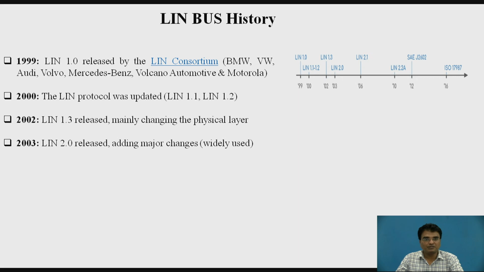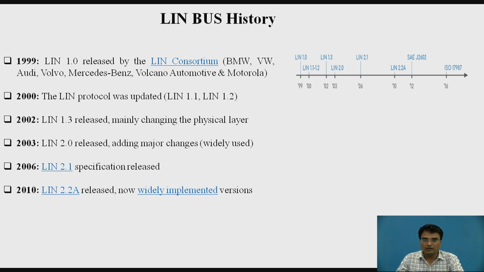Figure shows LIN bus history. In 1999, LIN 1.0 was released by the LIN consortium, that is BMW, VW, Audi, Volvo, Mercedes-Benz, Volcano Automotive and Motorola, who used LIN protocols. In the next year, 2000, the LIN protocol was updated to LIN 1.1 and LIN 1.2. In 2002, LIN 1.3 was released, mainly changing the physical layer. In 2003, LIN 2.0 was released, adding major changes that are widely used, while in 2006, the LIN 2.1 specification was released. In 2010, LIN 2.2a was released, now the widely implemented version.